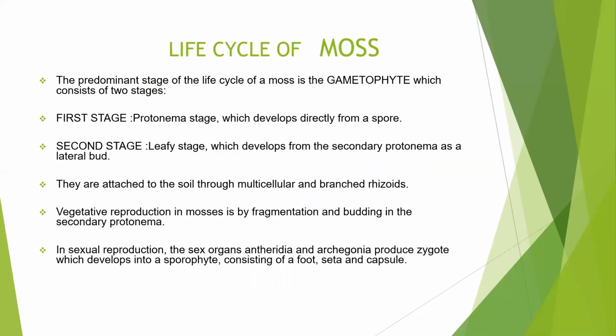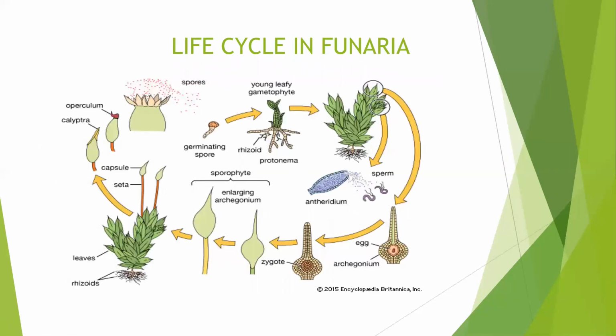Now let us study the life cycle of moss, children, and let me show you the diagram and explain. You can see this. This is the life cycle of Funaria. In the life cycle of Funaria, the very first thing, the spores will germinate and give rise to the cylindrical structure which is known as protonema. Can you see this cylindrical, the brown part? This is the first stage. The spore will give rise to this protonema.